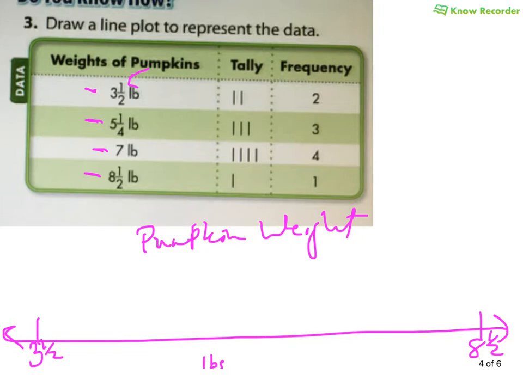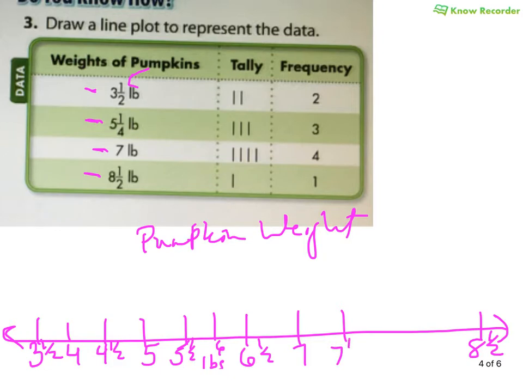So after 3 1/2, we would have 4, 4 1/2, 5, 5 1/2, 6, 6 1/2, 7, 7 1/2, 8. And then I would fix this because you don't want to leave too much room. Everything should look about the same.